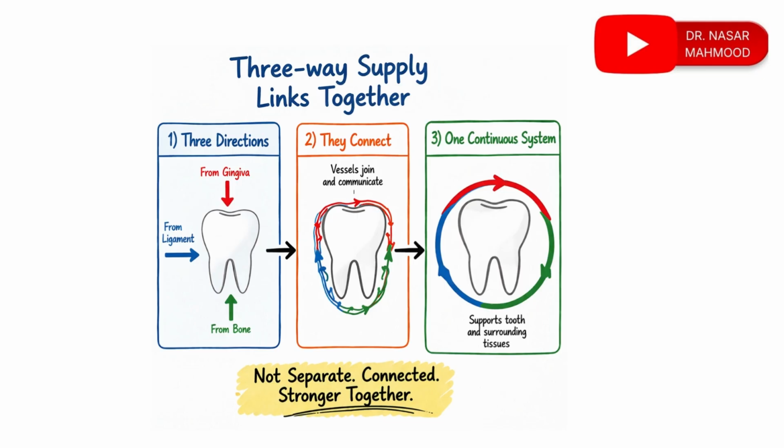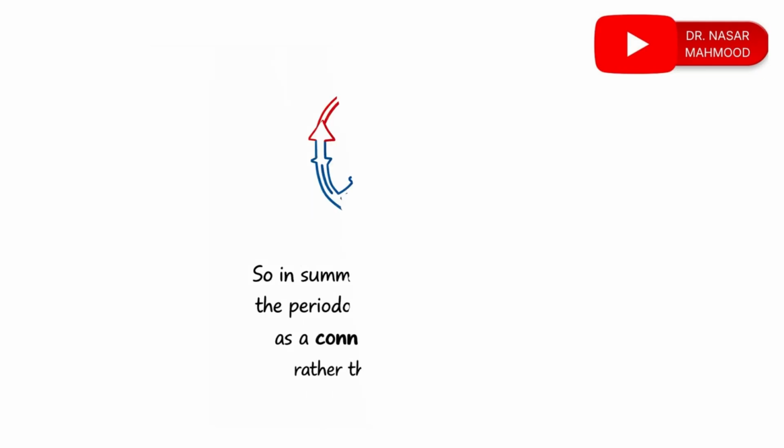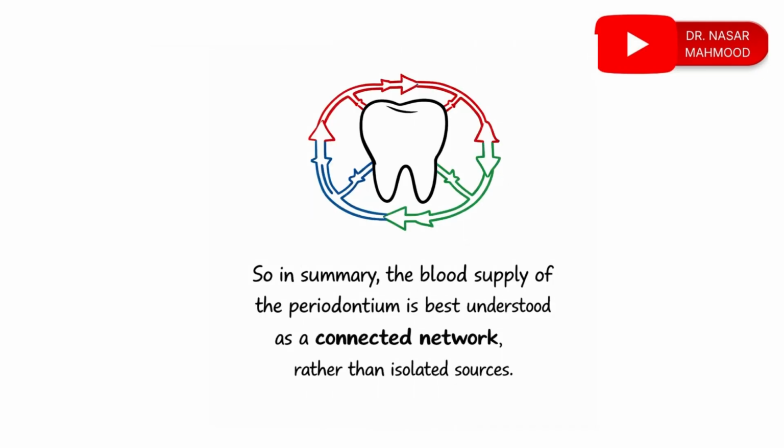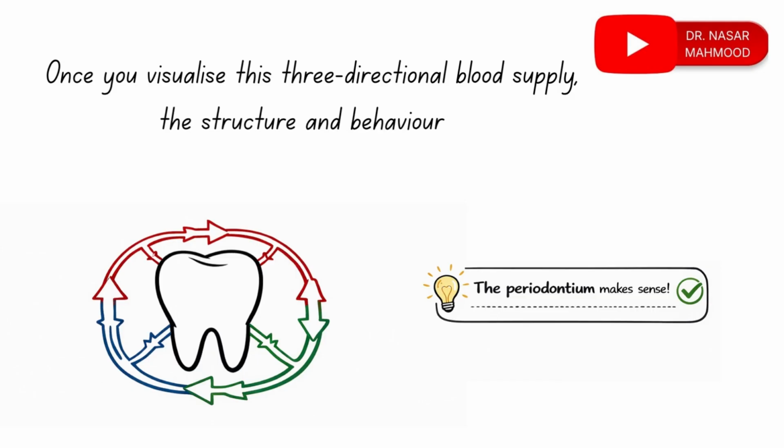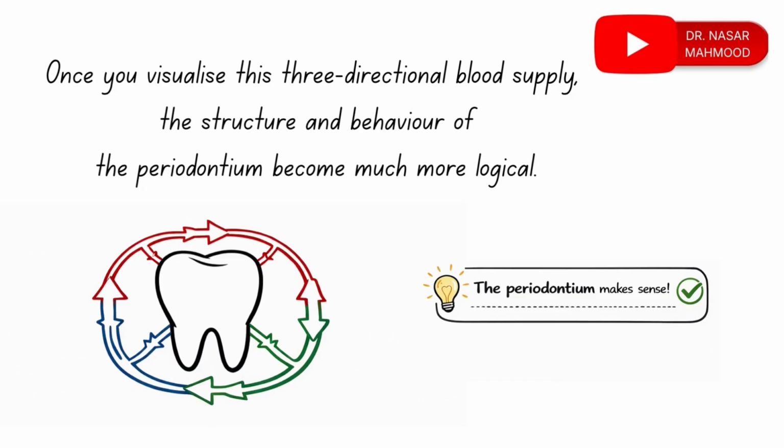to understand. So in summary, the blood supply of the periodontium is best understood as a connected network rather than isolated sources. Now once you can visualize this three-dimensional blood supply, the structure and behavior of the periodontium becomes a lot more logical.